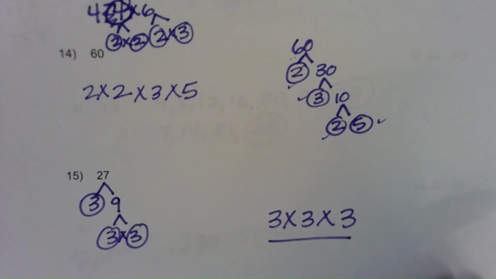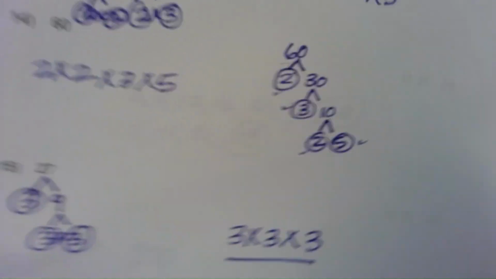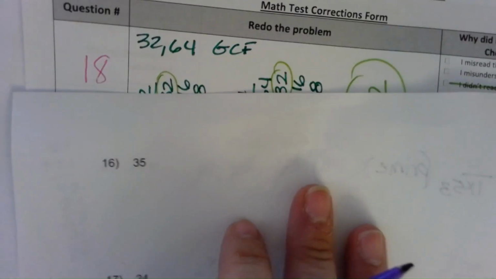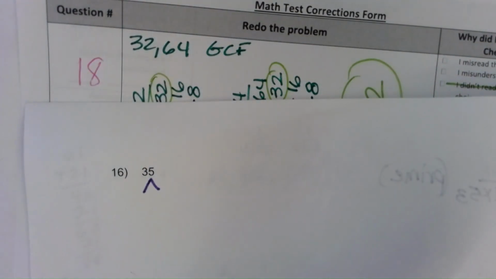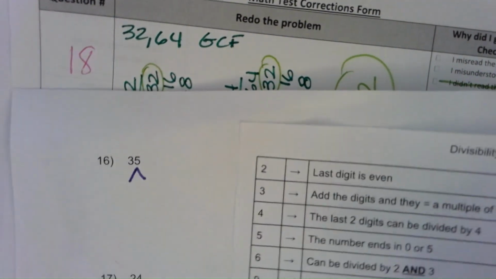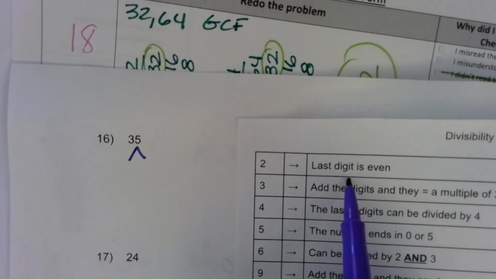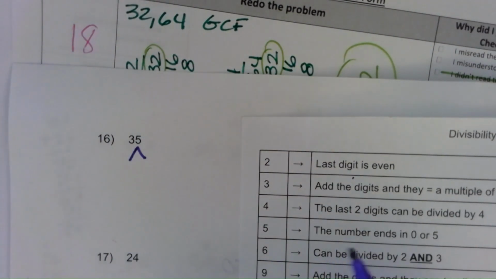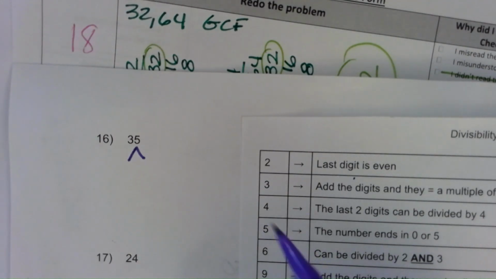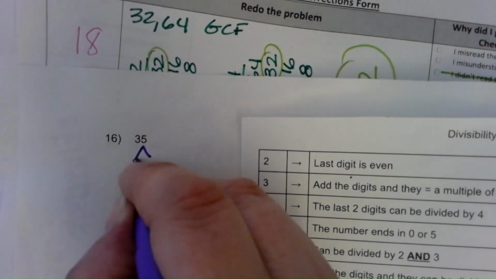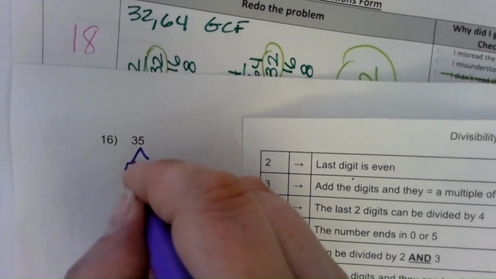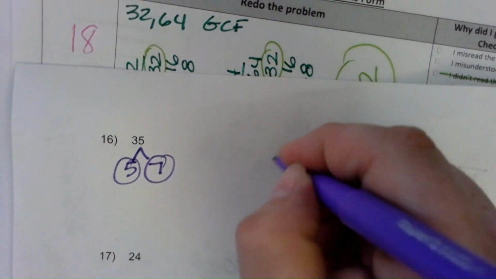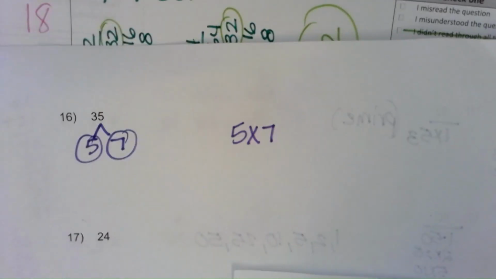Alright. Almost done. And remember, if you are confused about any of these, just write them down, put a question mark next to them, and bring them and ask me to walk you through them. Okay, we're still doing prime factorization. Again, you can reference here. We're not ending in an even number. 3 plus 5 is 8, so 3 doesn't work. 4 times 8 is 32, so 4 doesn't work. 5 does work, so I'm going to do 5 and 7, which, by the way, are both prime. So your answer is 5 times 7.